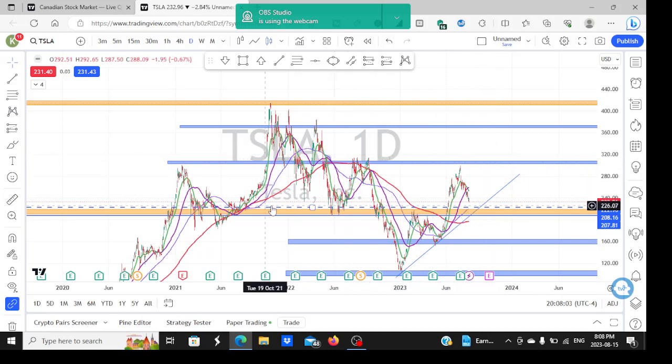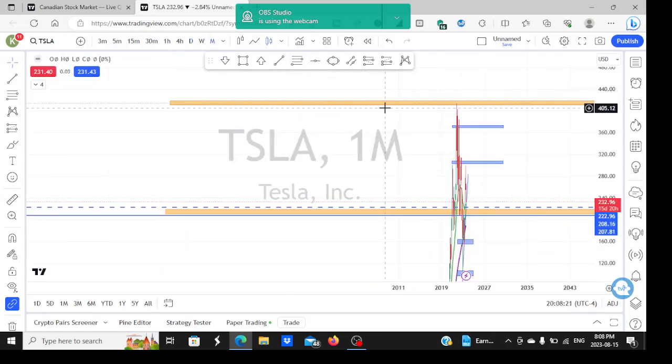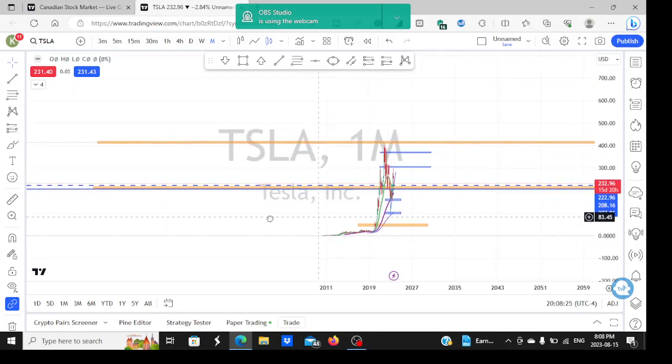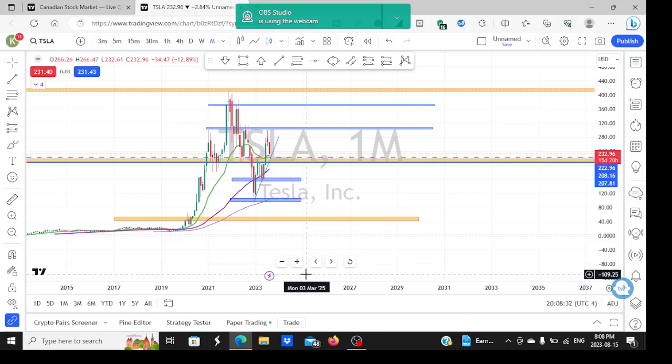Okay, today I'm going to do a top-down analysis on the Tesla stock, and on the screen, Tesla. So we'll start with the monthly chart, and in our monthly chart, let's expand that inward.